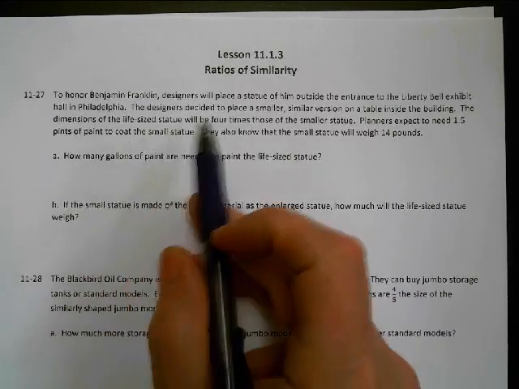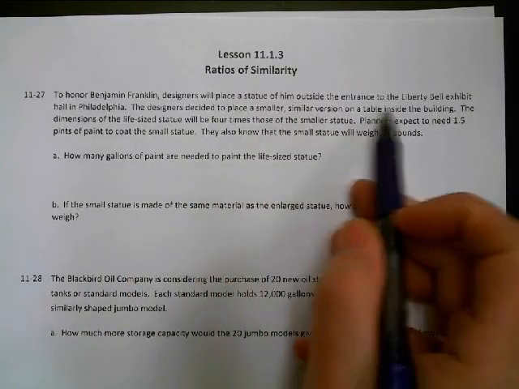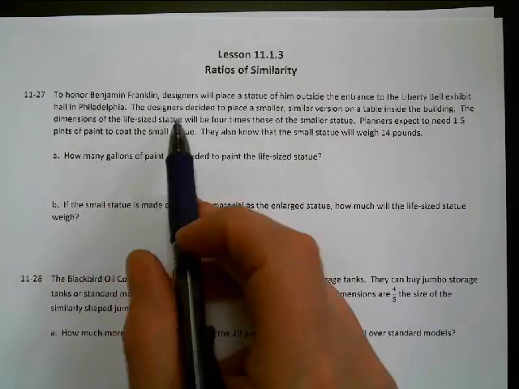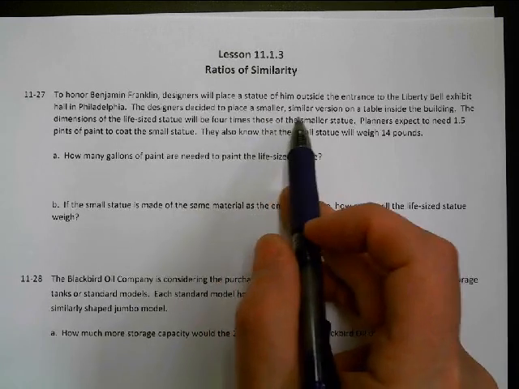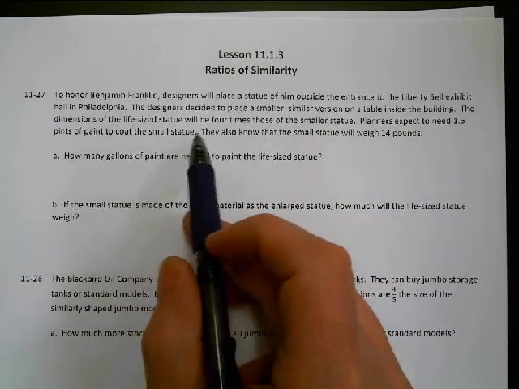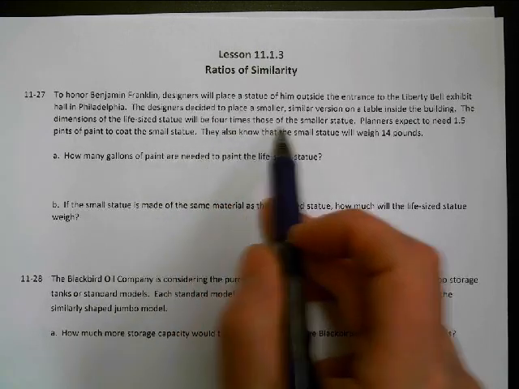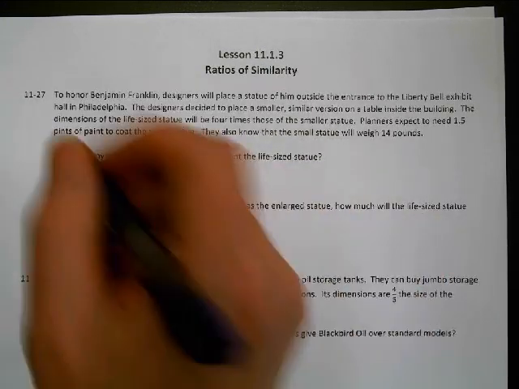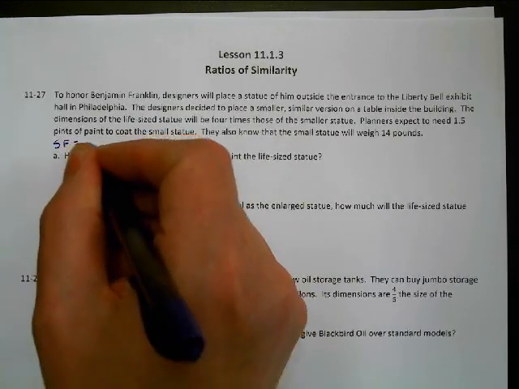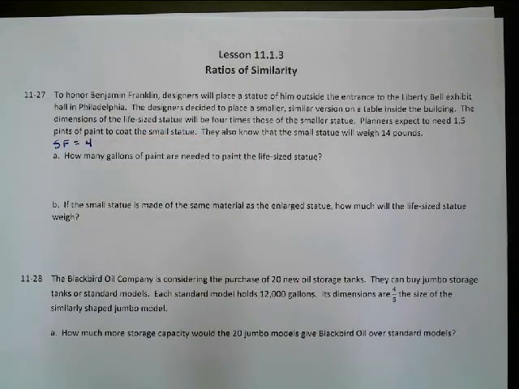To honor Benjamin Franklin, designers will place a statue of him outside the entrance to the Liberty Bell Exhibit Hall in Philadelphia. Designers decided to place a smaller, similar version on a table inside the building. The dimensions of the life-size statue will be 4 times those of the smaller statue. All right, so we're looking at a scale factor, a linear scale factor of 4.